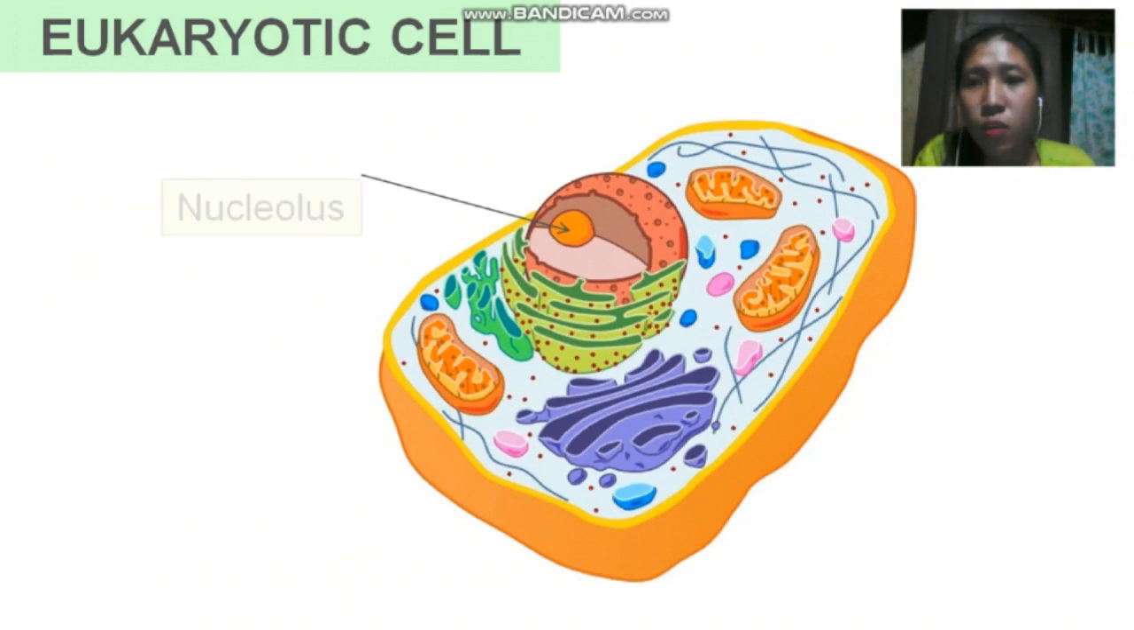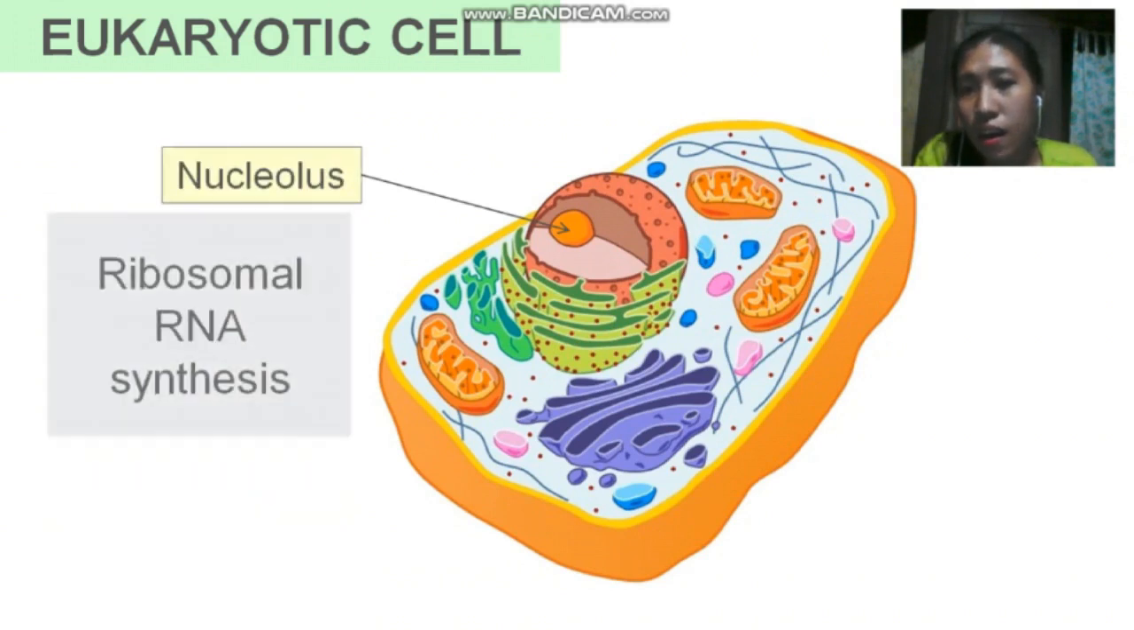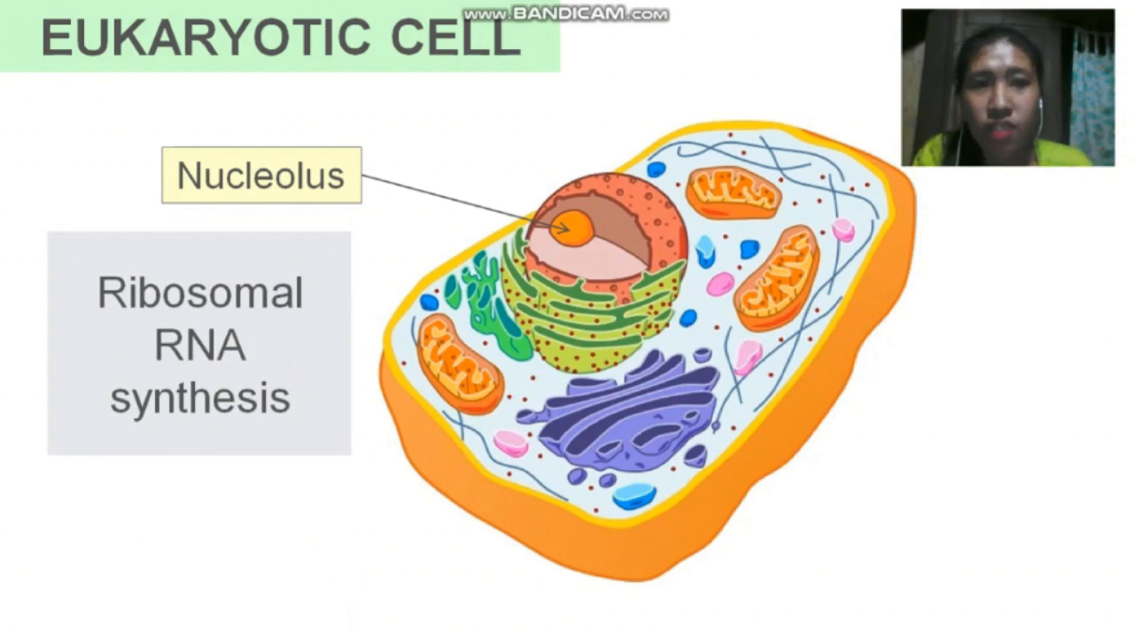The second one is the nucleolus, which is responsible for RNA synthesis, mainly involved in the production of ribosomal subunits. It is found inside the nucleus of the eukaryotic cell, and it is also surrounded by a membrane that takes up 25% of the volume of the nucleus, containing DNA, RNA, and protein.